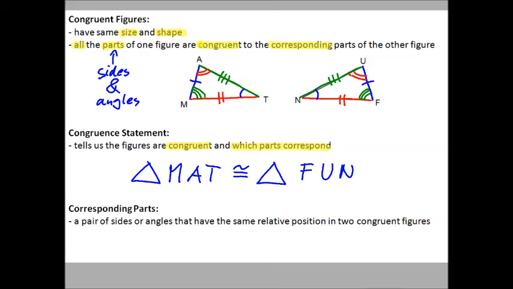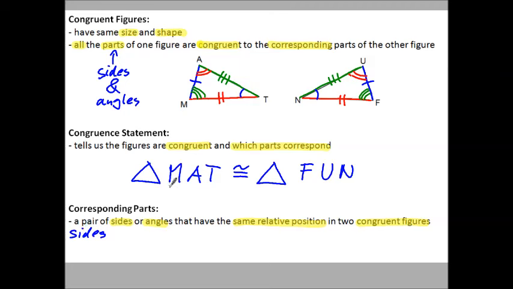Let's then talk about the corresponding parts of these two congruent triangles. And that's why it's super important that for our congruent statement, we write the angles in the correct order so we can get our corresponding parts right. Corresponding parts are a pair of sides or angles that have the same relative position in two congruent figures. Let's get them all sorted out, and let's start with the sides.